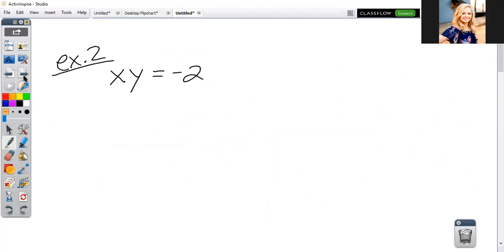Example 2. We are testing the x-axis, the y-axis, the y equals x line, and the y equals negative x line. We are trying to find out, is it symmetric to all of those, or 2 of them, or 3 of them, or just 1, or none? We're testing, what is it symmetric to? Everybody good? All right. So here's how you do it.